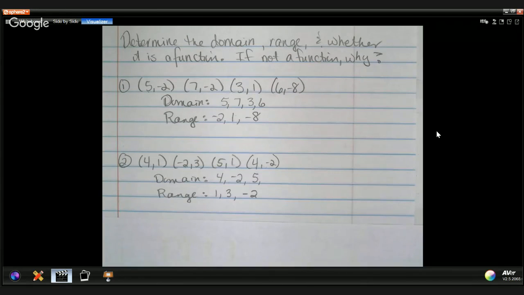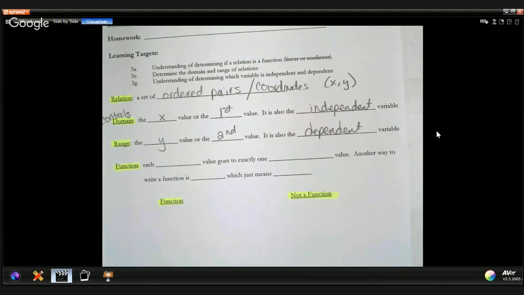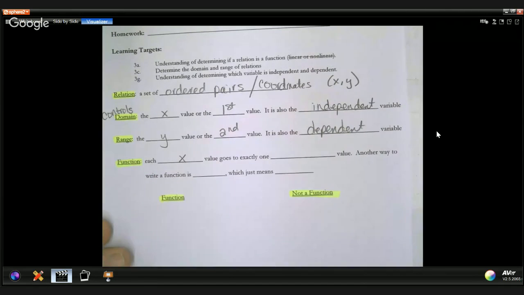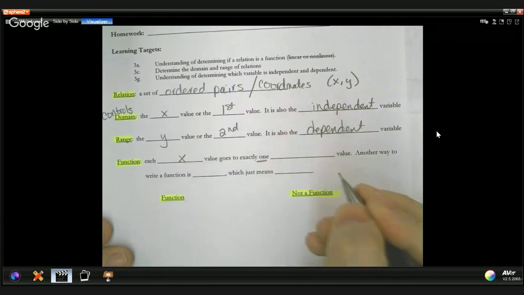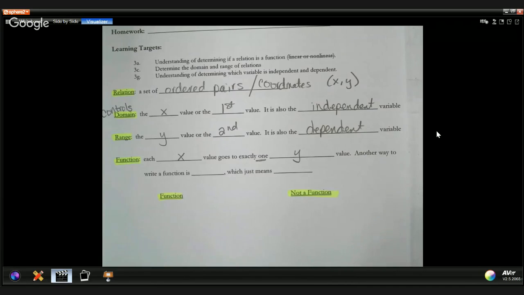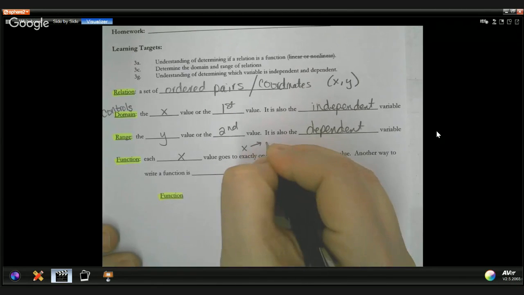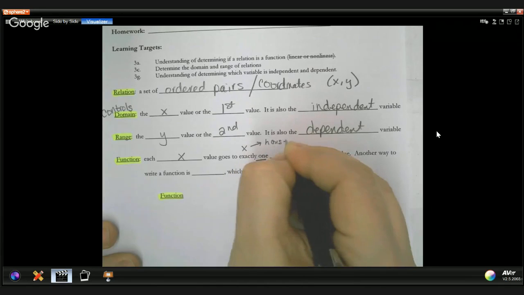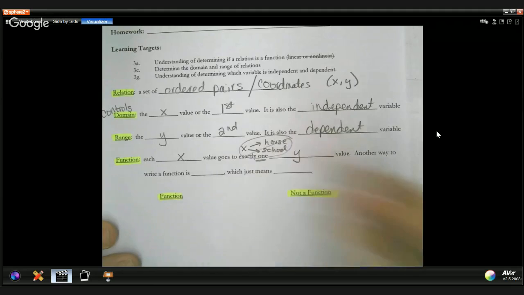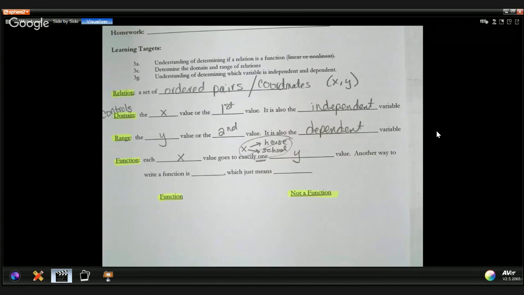Let's go a step further to figure out what it means to be a function. Okay, so a function is where each x value goes to exactly 1 y value. What happens is x cannot go to 2 places. X cannot go to the house and to school. It cannot go to 2 different locations. This does not work, okay? X always has to go to the same place.